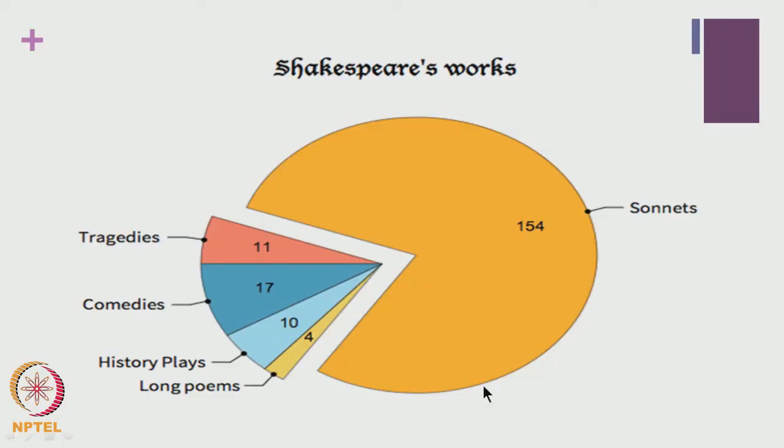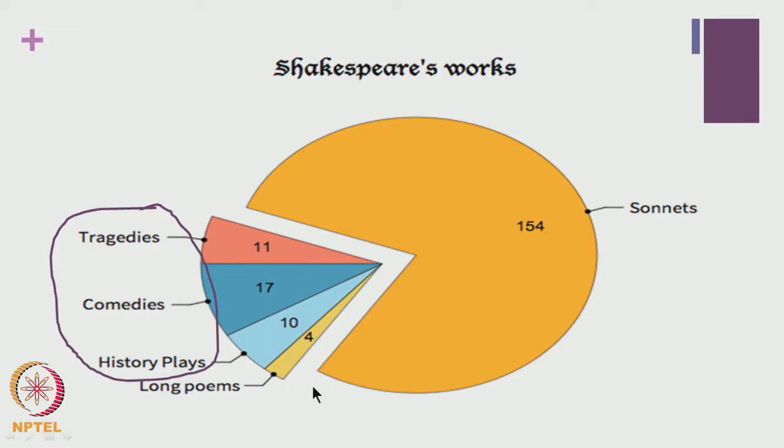When we ended the previous lecture, we had begun looking at the vast corpus of works that Shakespeare had produced. So if we try to draw your attention to that again, this is the kind of productions that Shakespeare had produced during his lifetime, with 154 sonnets, 11 tragedies, 17 comedies, 10 historical plays and 4 long poems.